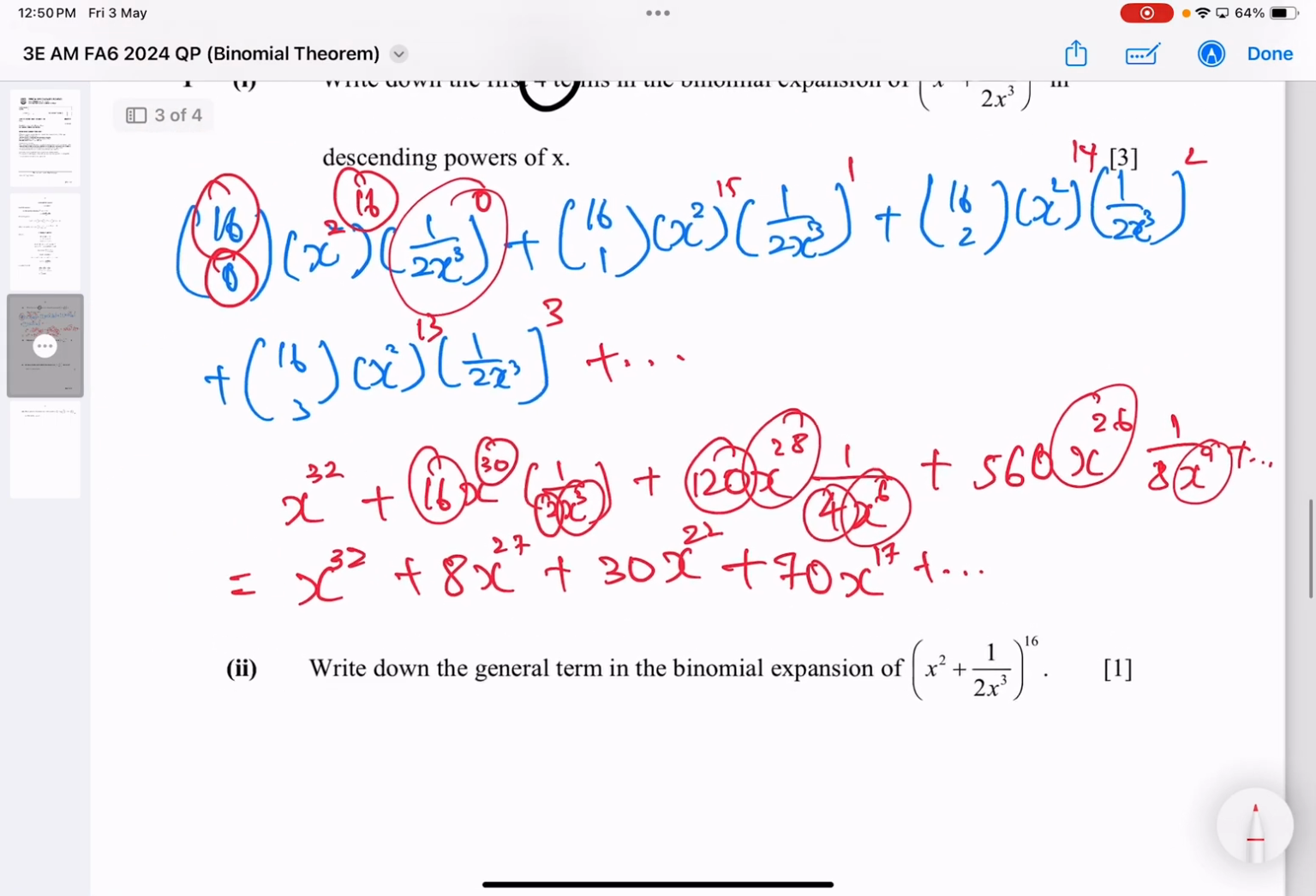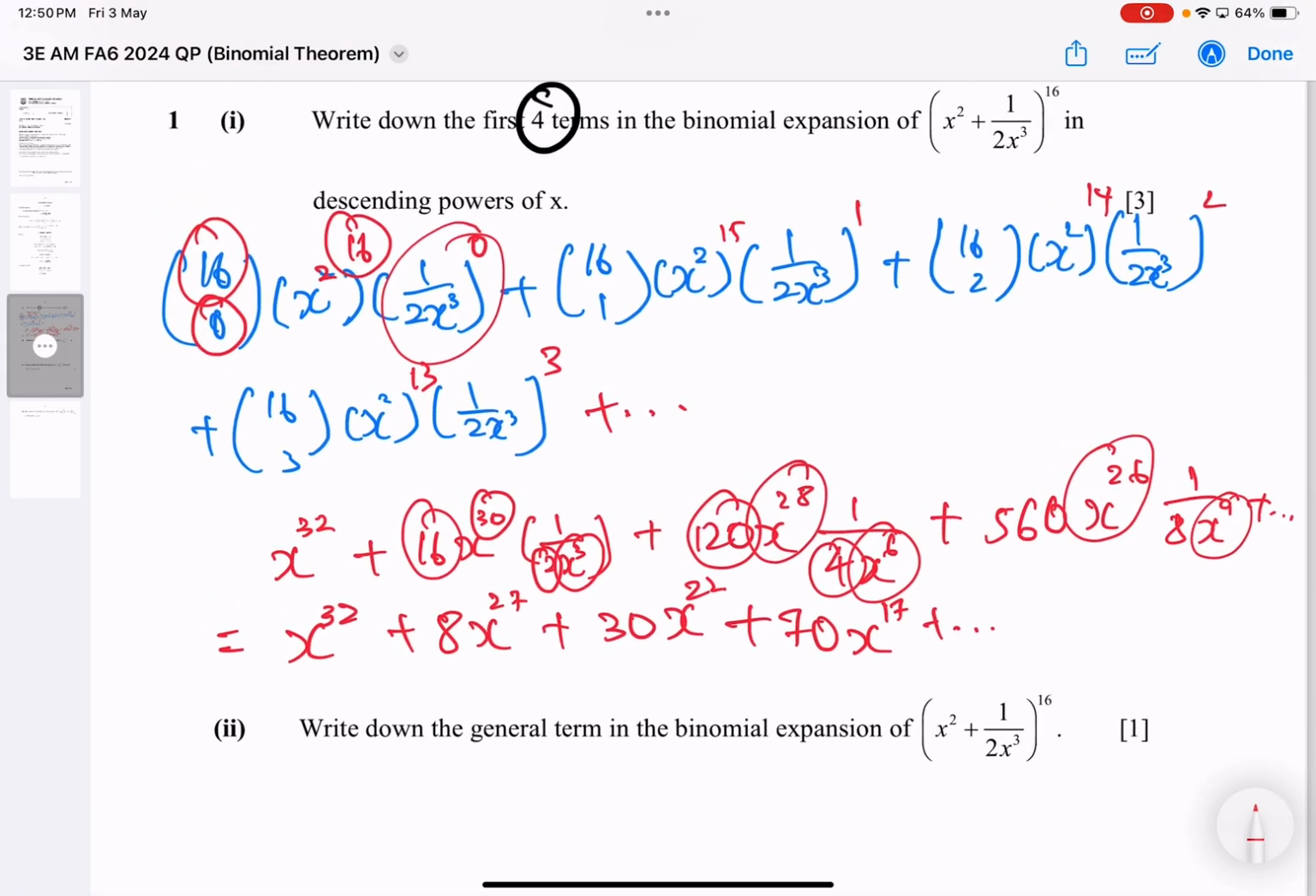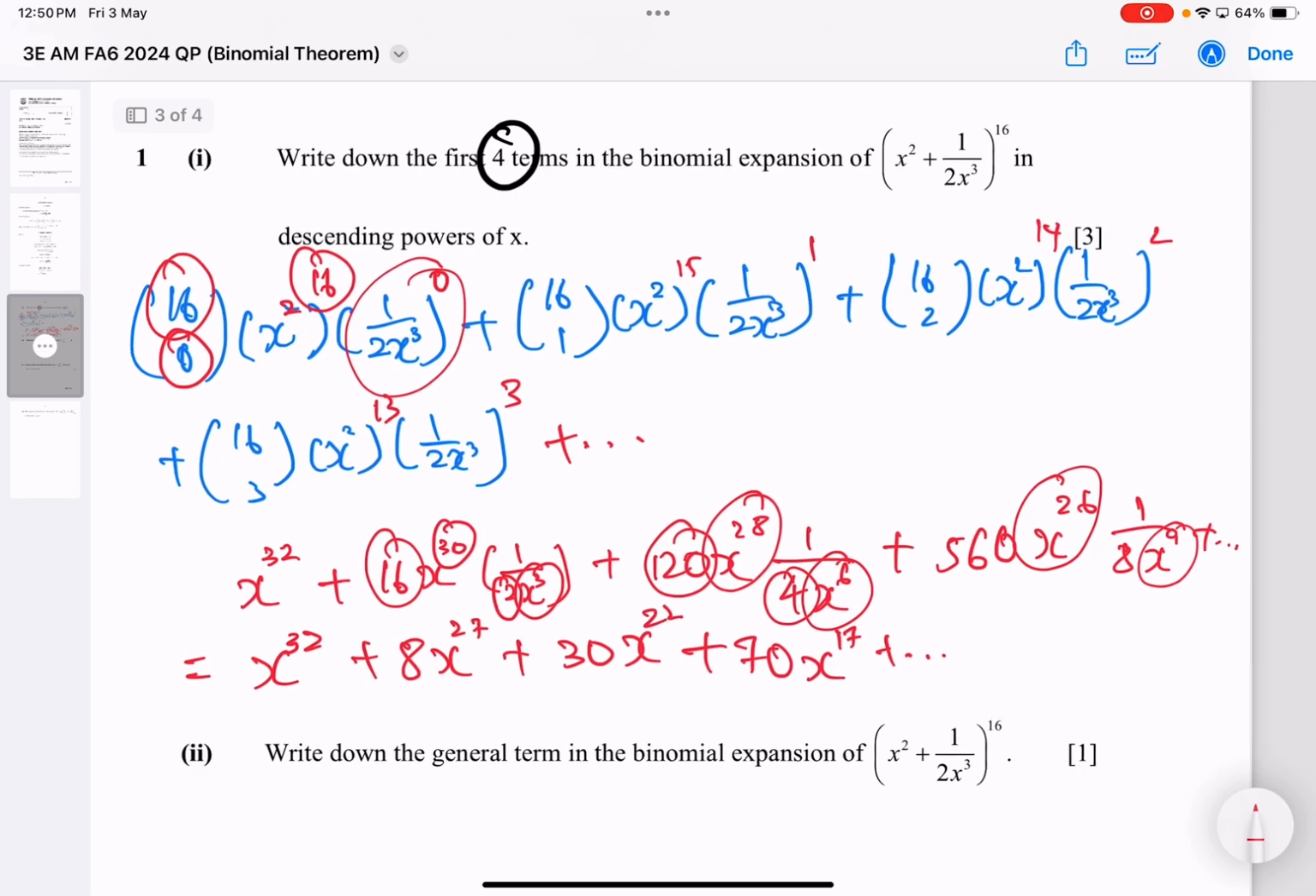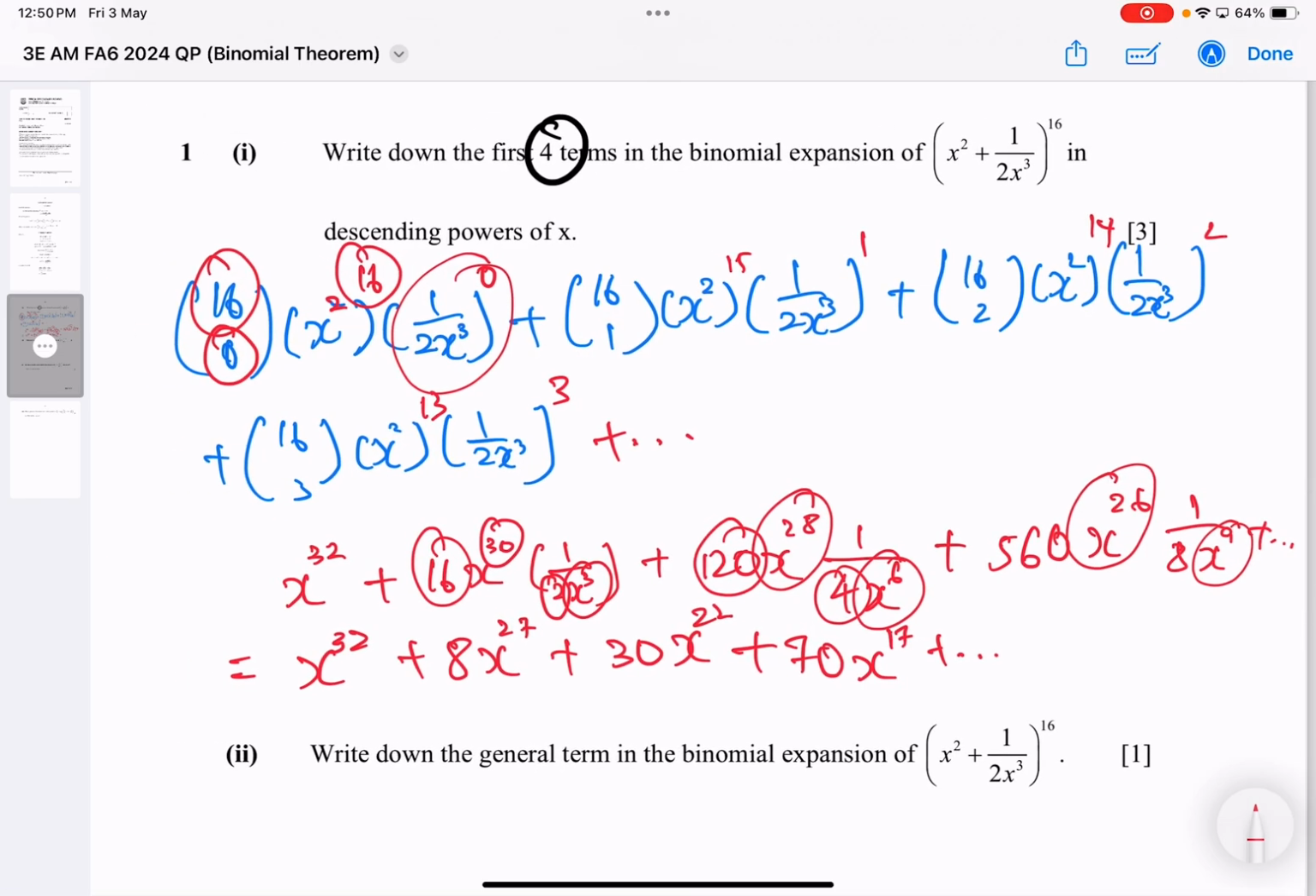So you take a look at this question. This is in descending powers of x. That's all. Okay? You get about 3 or 4 marks just by doing this. You have to memorize the expansion of it.